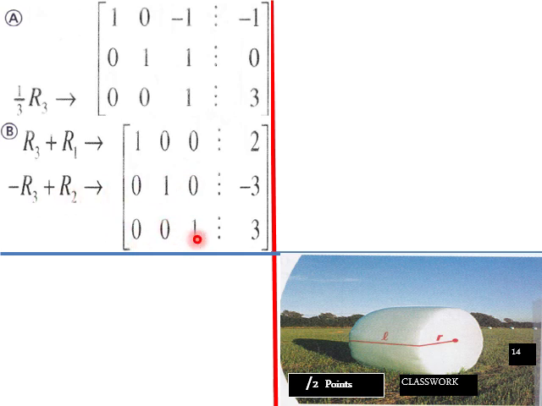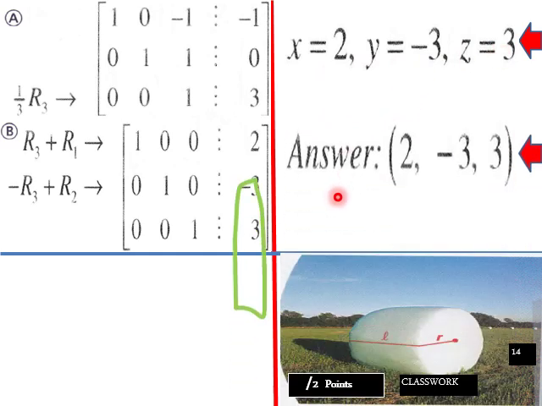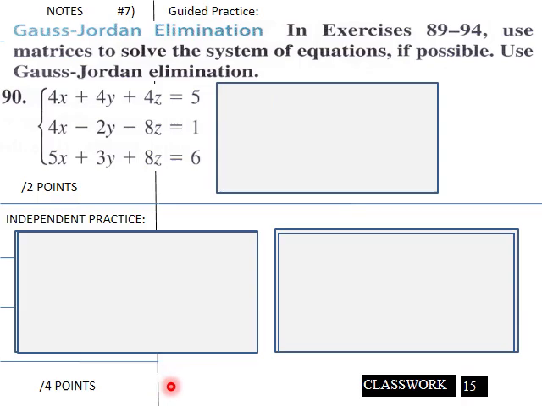Then for y, negative row 3 plus row 2. So we put this up here like that. So now we get our y equals -3. So now here are our solutions by doing it that way. The answer is 2, -3, and 3 for that system.